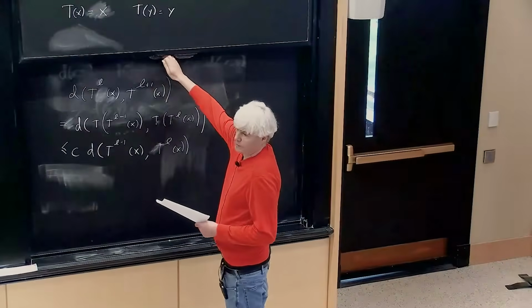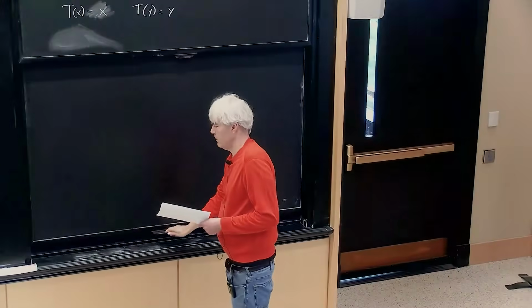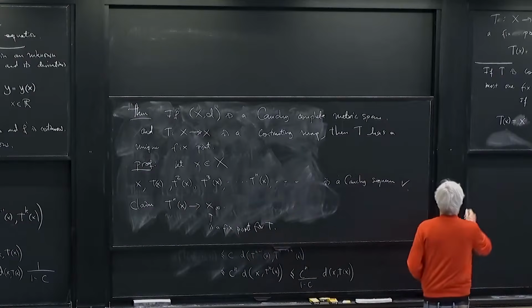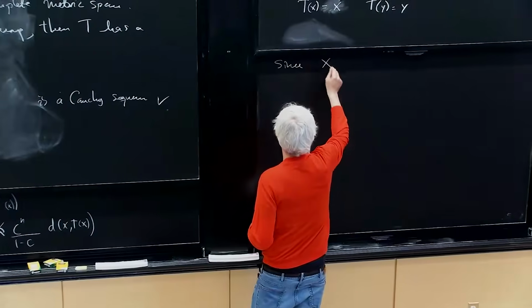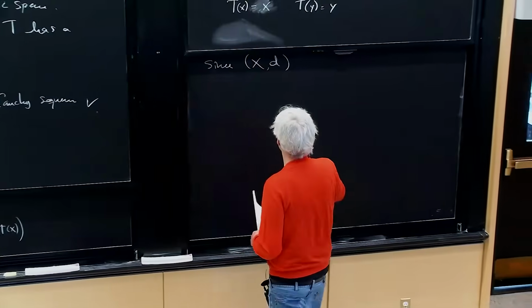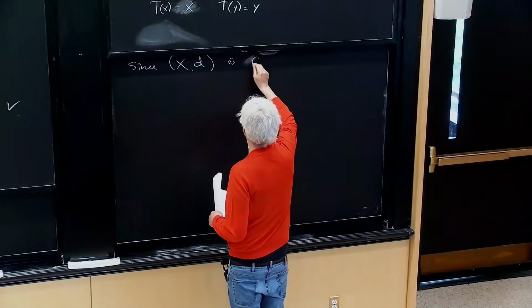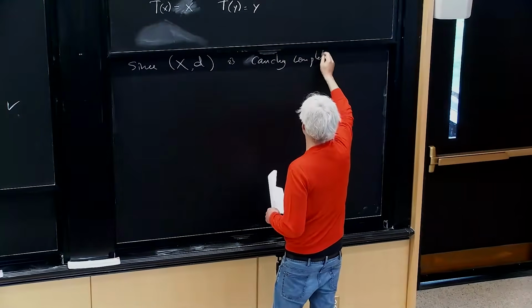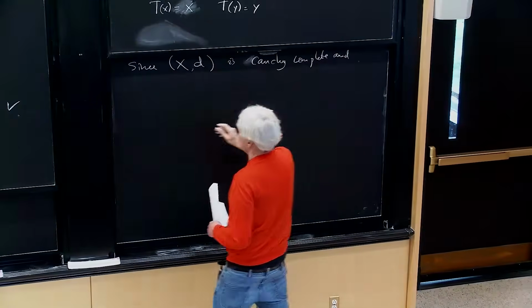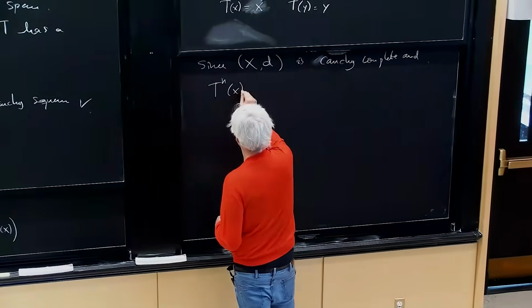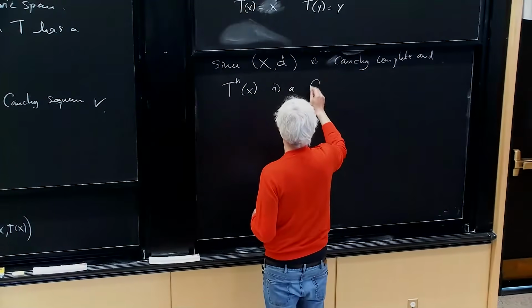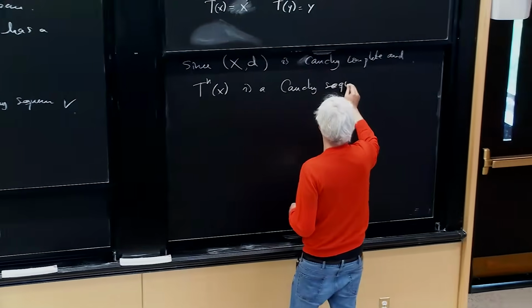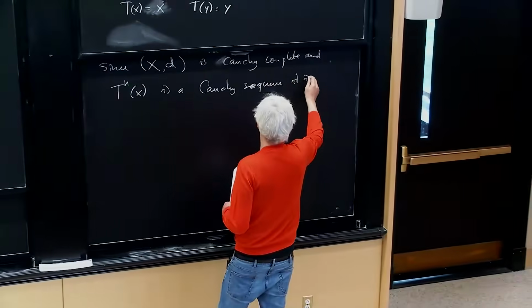Now, of course, this is where the assumption comes in that this metric space is Cauchy complete. Since X, this metric space, is Cauchy complete, and this sequence here is a Cauchy sequence, it is convergent.